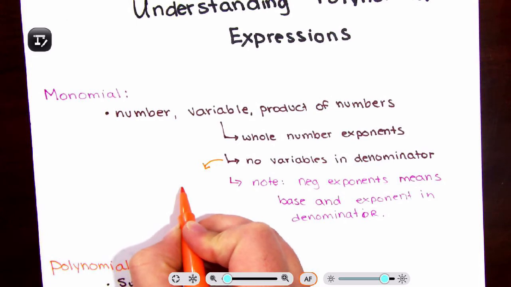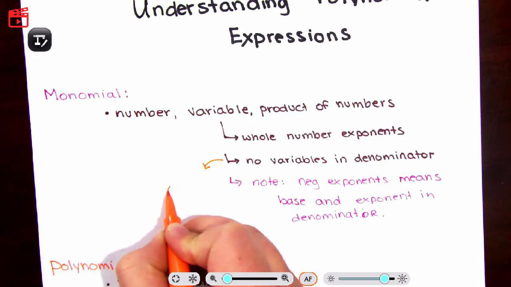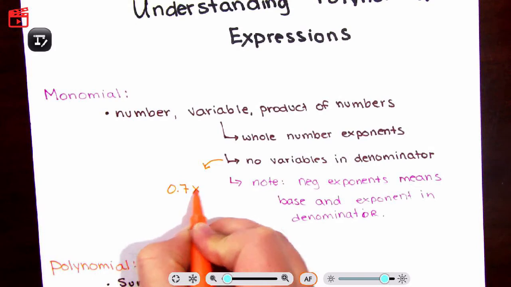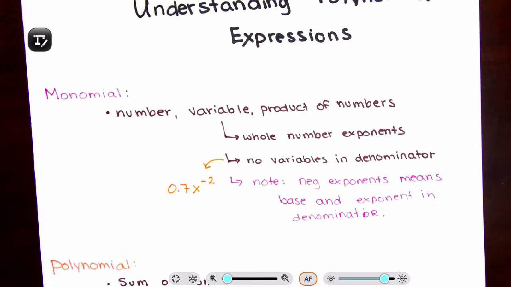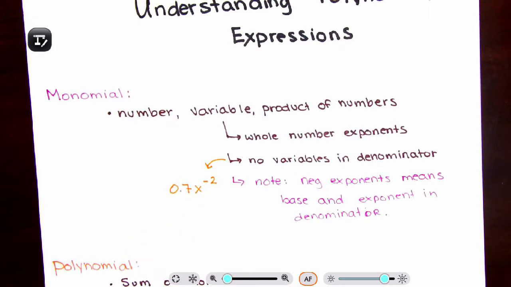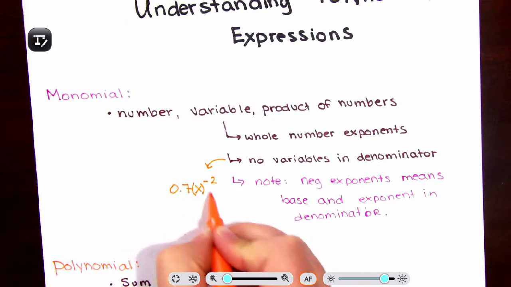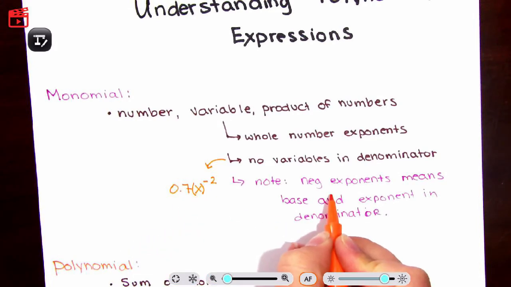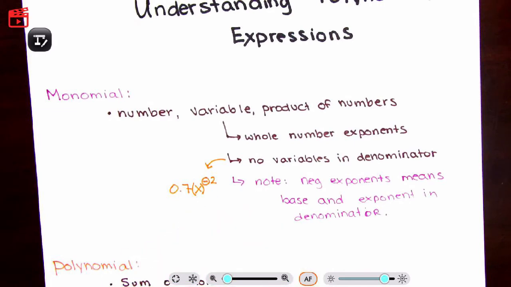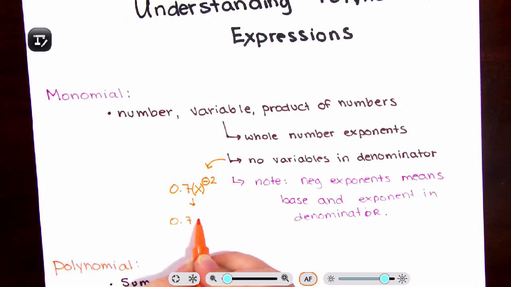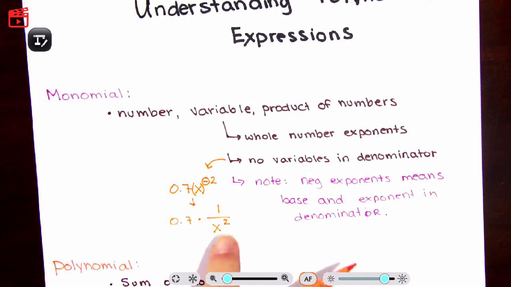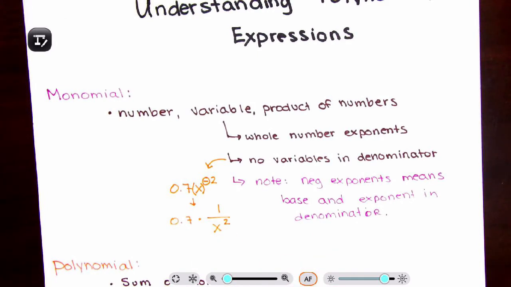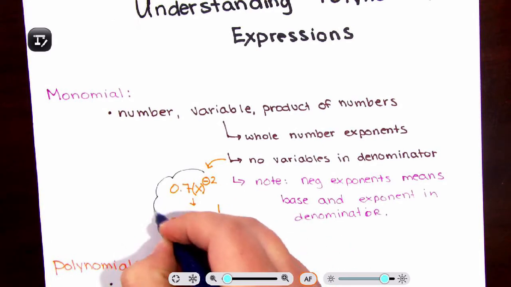For example, let's do 0.7 x to the negative 2. That would mean that this x belongs in the denominator because the exponent is negative. So this in fact means 0.7 times 1 over x squared. And because that variable now belongs in the denominator, this here is actually not a monomial.